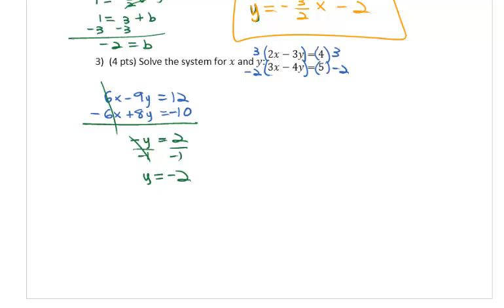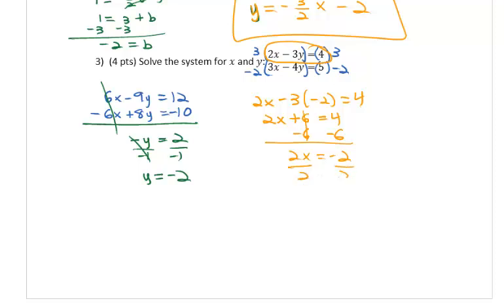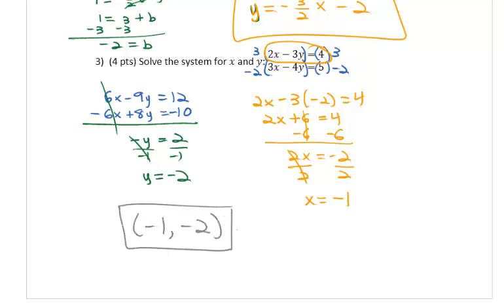To find x, we go back to either original equation. It doesn't matter which. I'm going to go to the first equation. 2x minus 3y, y we now know is negative 2, equals 4. Multiplying, we get 2x plus 6 equals 4. So we subtract 6 from both sides. 2x equals negative 2. Divide by 2, and x equals negative 1. So for our x, y, it's negative 1, negative 2.